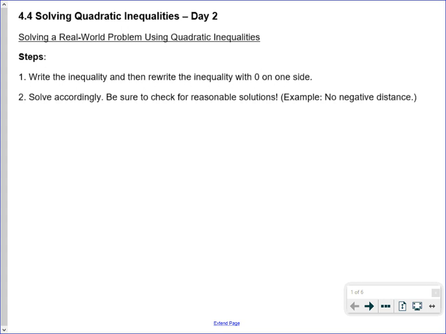Okay, so we're still going to write the inequality, and then we'll rewrite the inequality with a 0 on one side because a quadratic function will not work unless you have a 0 on one side. And then we're going to solve accordingly, and we're going to be sure to check for the reasonable solution, all right? For instance, you can't have a negative distance or a negative time, right? So we have to make sure that our solution actually matches with the problem.